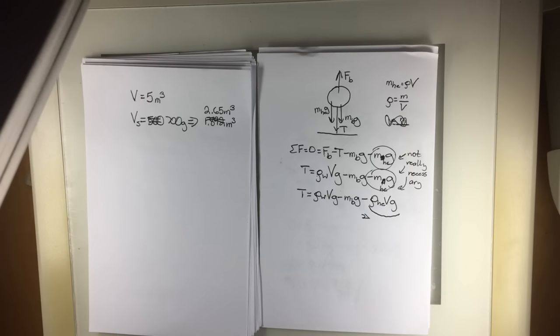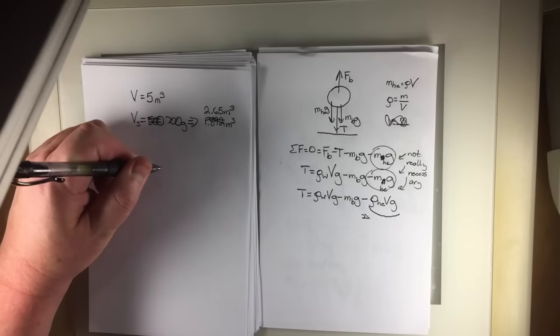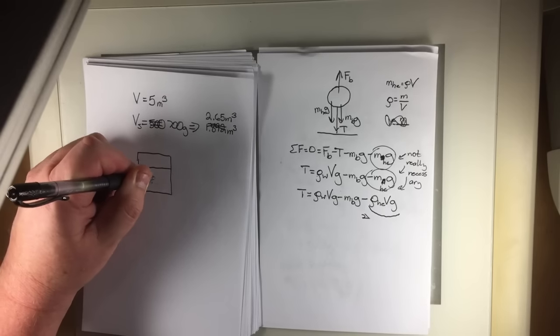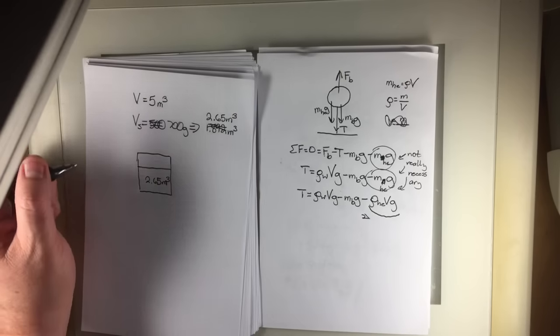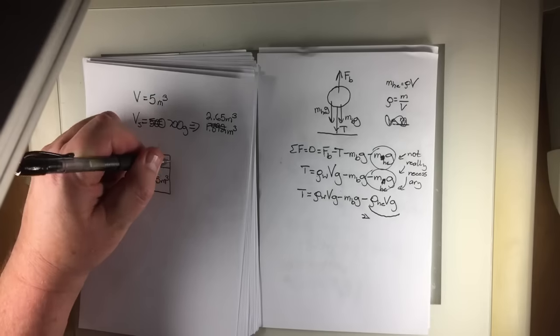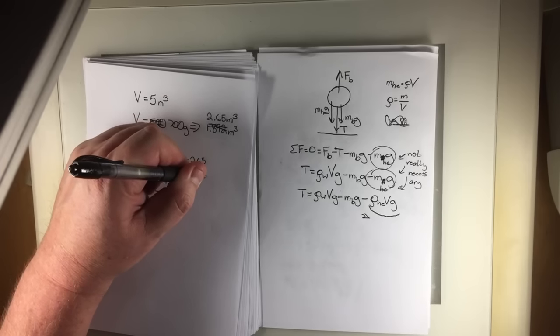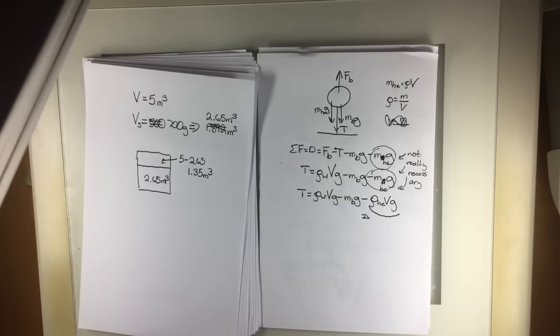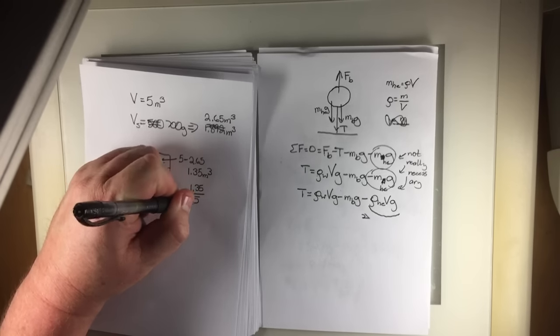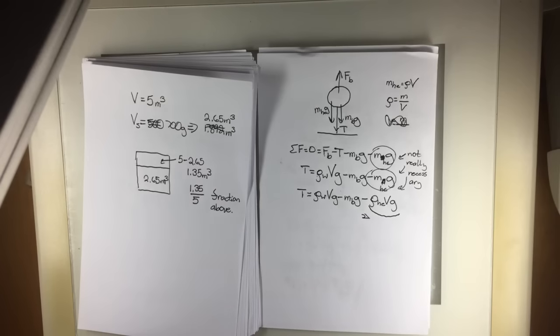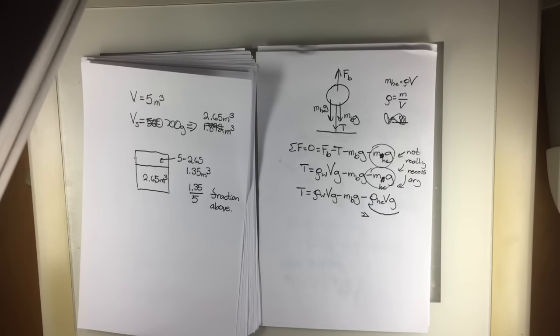What fraction of rebellium mass is above the water line? What is the density of the rebellium? So we know that 2.65 cubic meters is below the water line. That's the displaced water, which means that the volume above is 5 minus 2.65, or 1.35 cubic meters above. So what fraction of the rebellium mass is above the water line? 1.35 divided by 5. What is the density of the rebellium?